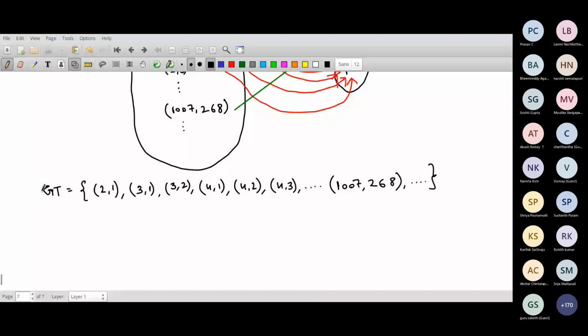So if you take all the other pairs like (1, 1), (1, 2), (2, 2), (2, 3), and so on, they do not satisfy this relation. Okay, so they do not belong to this set.